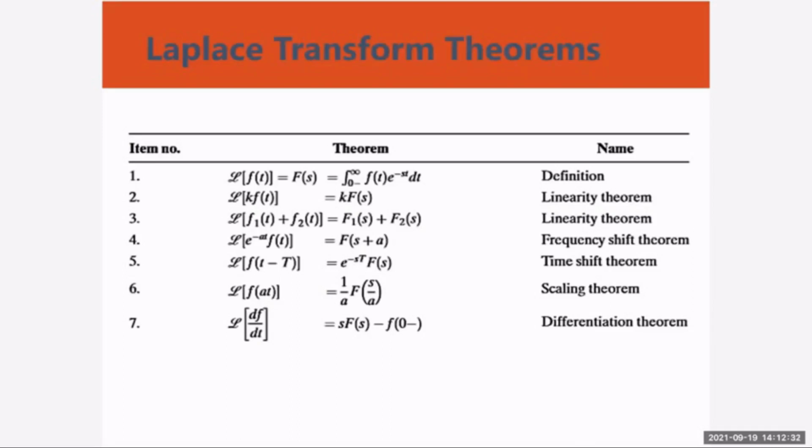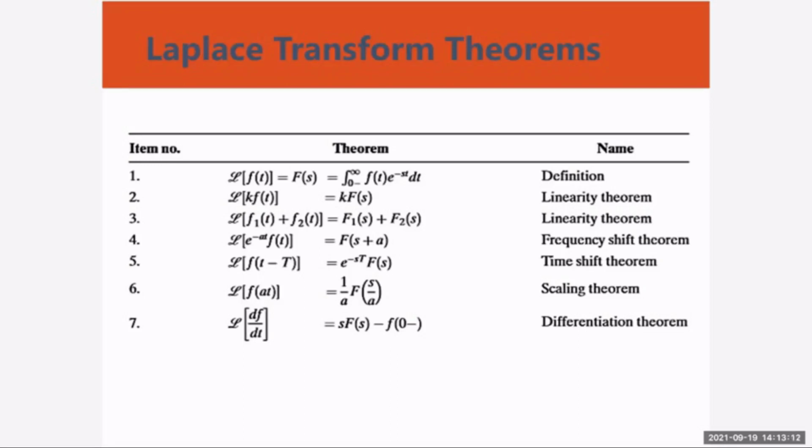We have here the Laplace transform theorems, wherein different theorems have their own names. Number one is the definition of Laplace transform, as I've said earlier, the integral from 0 to infinity of f of t e to the negative st dt. The following ones also have their own theorems. The second and third are our linearity theorems, wherein the constant is multiplied to F of s, or function 1 of s plus function 2 of s. Those are both linearity theorems.